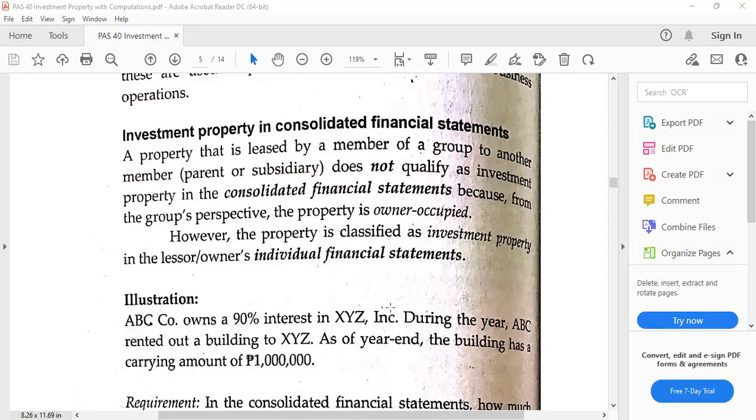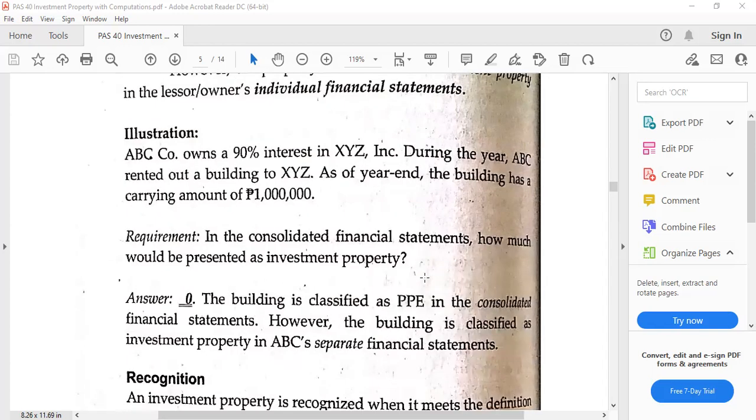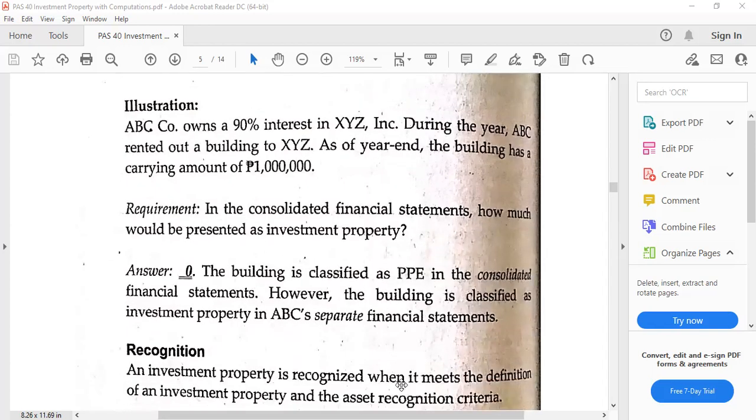However, for their individual financial statements, especially for the parent that is leasing or renting out the property to, let's say, the subsidiary, on the part of the parent, it should be investment property. So here's an example. I will give you the time to have this in a minute, and you should be pausing this part here. And we're back. So the question is, how much would be presented as investment property?